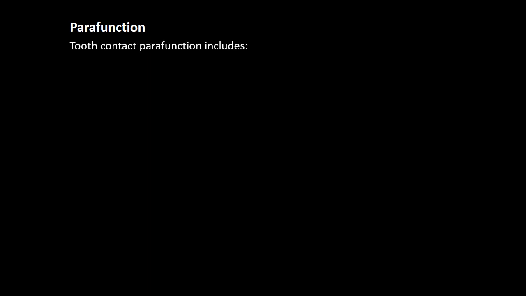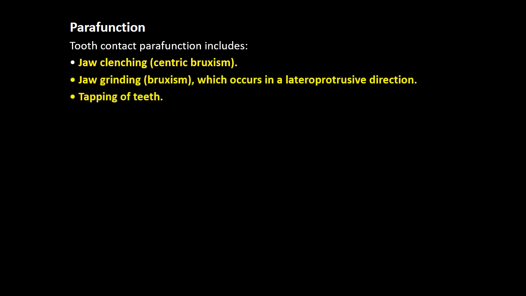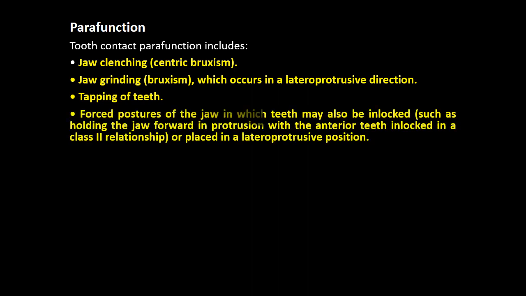Well, the parafunction could be tooth contact parafunction, which includes jaw clenching, which happens in centric, they call it centric bruxism, and we have jaw grinding, or bruxism, which occurs in a lateral or protrusive direction. Also we have tapping of teeth many times, opening and closing the mandible and tapping his teeth, and we have forced posture of the jaw, in case of a class III malocclusion, where the patient tries to lock his teeth forward. This is called a forced posture parafunction.